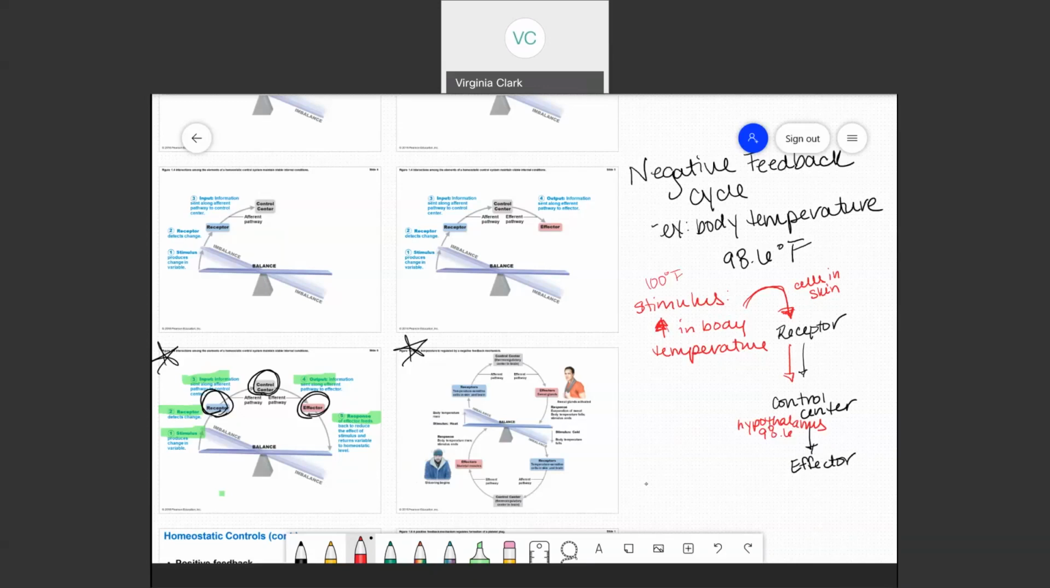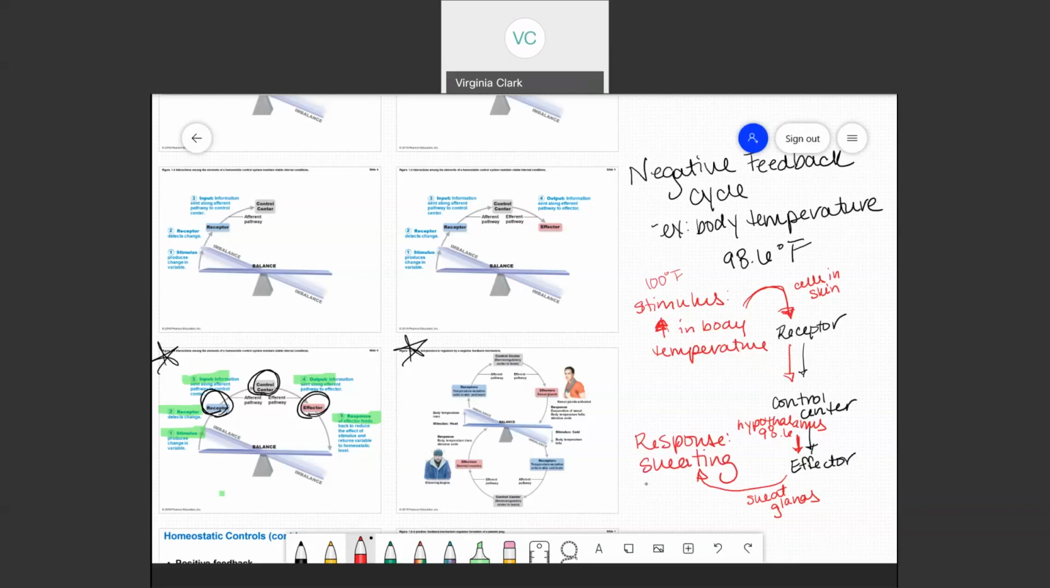So it's going to send the communication down to the effector. And the effector is going to be some structure in our body. Specifically right now, in this example, it will be our sweat glands. And what happens when your body temperature increases? You are actually going to have a response, and the response you will have is going to be sweat. So with the stimulus, you had an increase in body temperature, but your ultimate response is that you sweat.